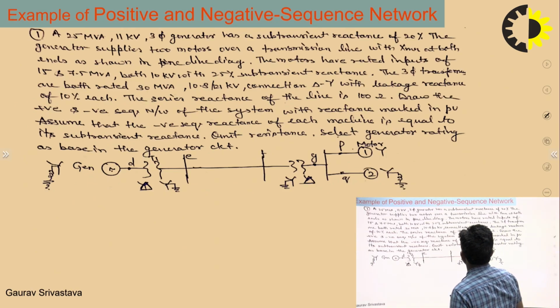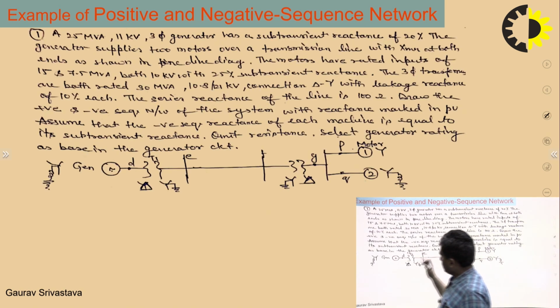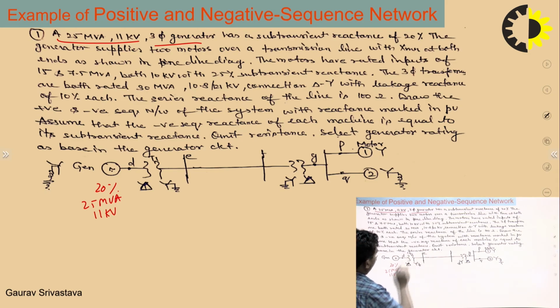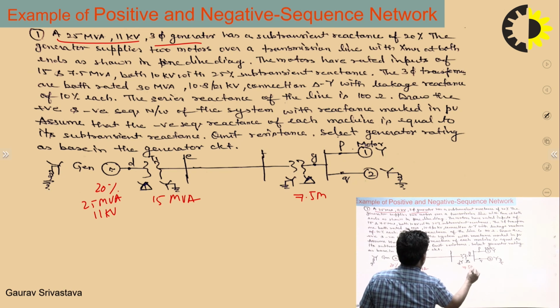Now here is one question. A 25 MVA, 11 kV three-phase generator has a subtransient reactance of 20%. Here the generator has 20% reactance, 25 MVA rating and 11 kV voltage. The generator supplies two motors over a transmission line with transformers at both ends. Here the ratings are 15 MVA and 7.5 MVA.